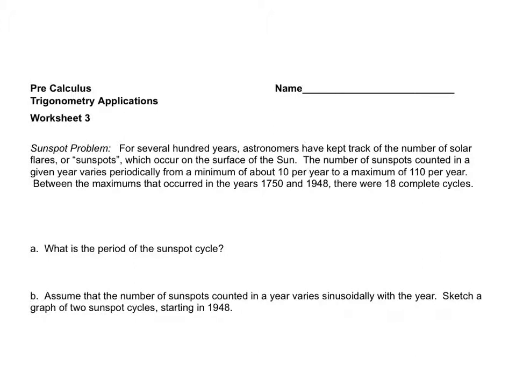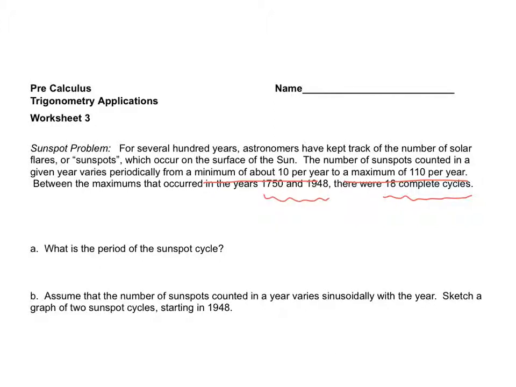The number of sunspots counted in a given year varies periodically from a minimum of 10 per year to a maximum of 110 per year. So those are two very important numbers. Between the maximums that occur in the years of 1750 and 1948, there are 18 complete cycles. So there are 18 complete cycles between these years.